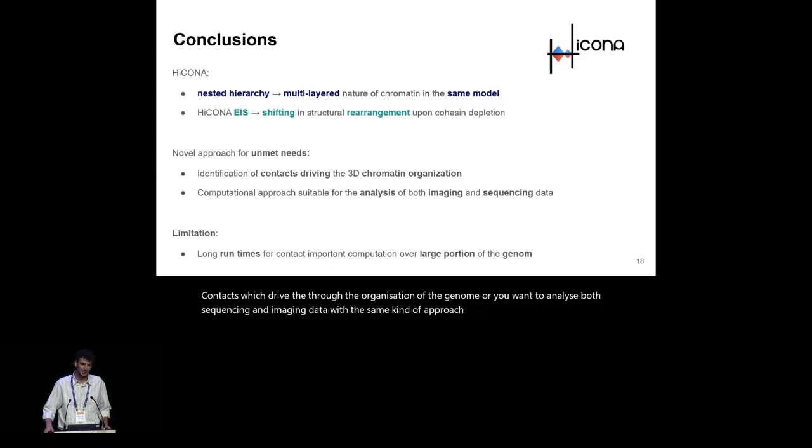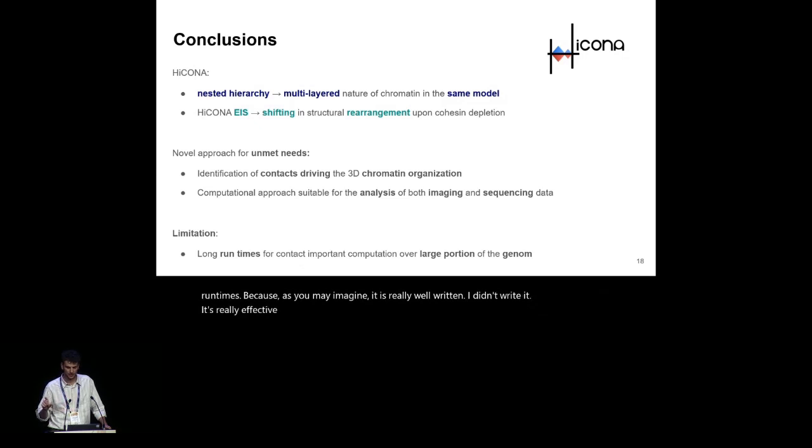The main limitation is the runtime. As you may imagine, it is really well written. I didn't write it. It's really effective, but it scales linearly with the number of edges. So if you want to analyze the whole genome, you have to be okay with selecting nodes with a size of 500 kilobases or 1 megabase. If you want higher resolution, you can go up to a 30 megabase region, 40 megabase region.